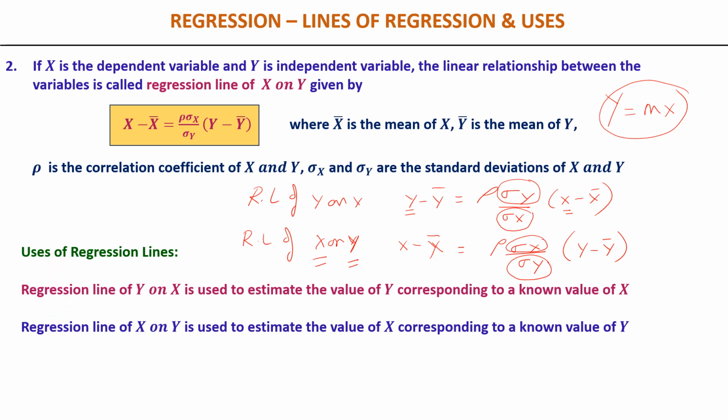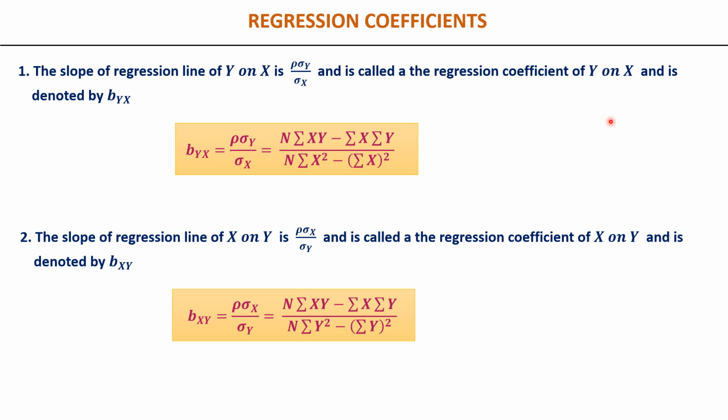Let's proceed further. As we have learned, the two lines take up the form y is equal to mx. If you look at the standard equation, m is called the slope of a line. So in our case, the slope of the regression line of y on x will automatically be rho times sigma y by sigma x, and the slope of the regression line of x on y will be automatically rho times sigma x by sigma y. This is given a special name called the regression coefficient. So the slope of the regression line of y on x is denoted by byx. That's how I write here.